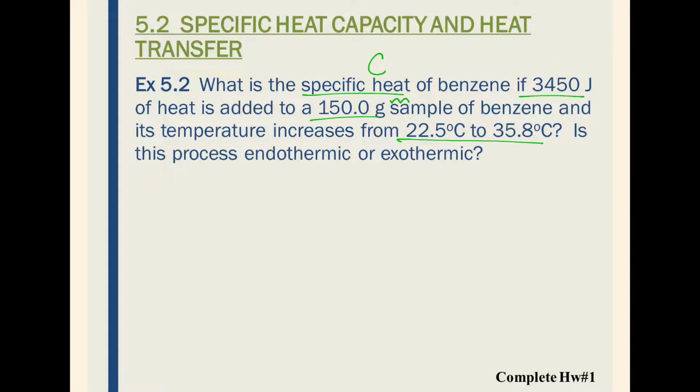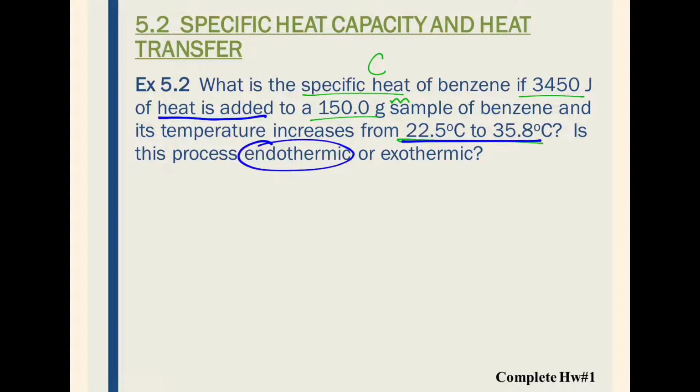So if I go back to example 5.2 now, again, we'll do some calculations and then we'll also figure out, is this process endothermic or exothermic? I can actually do the endo versus exothermic now because there are some context clues here that'll help us. It says that heat is added to the particular sample, and we also notice that the temperature is going up. So again, all this would tell me this is endothermic. If it was exothermic, we would see the temperature going down. It would talk about heat being lost, etc.